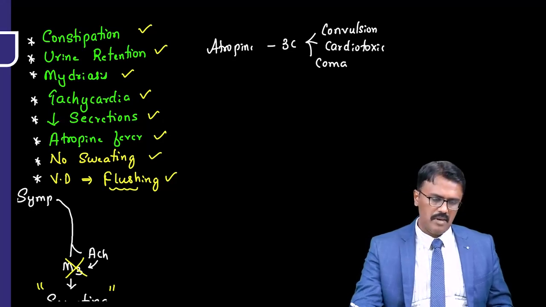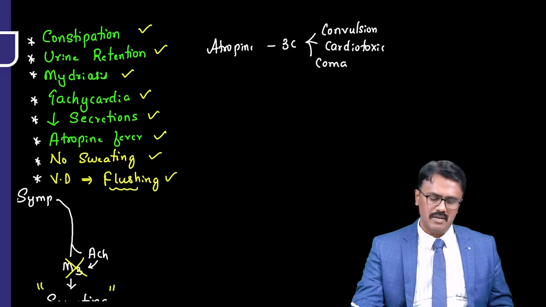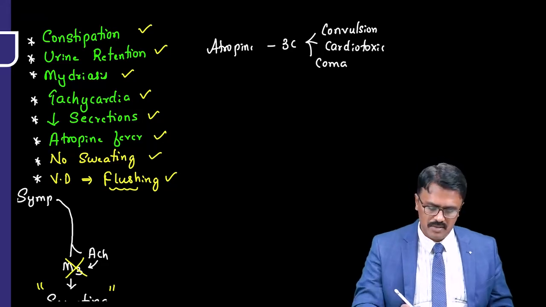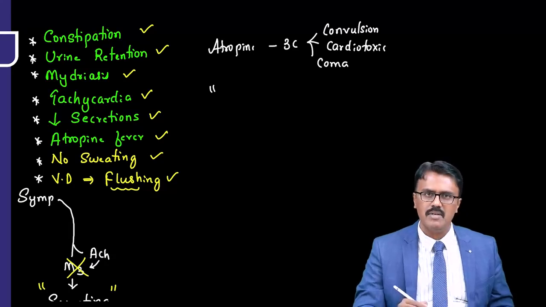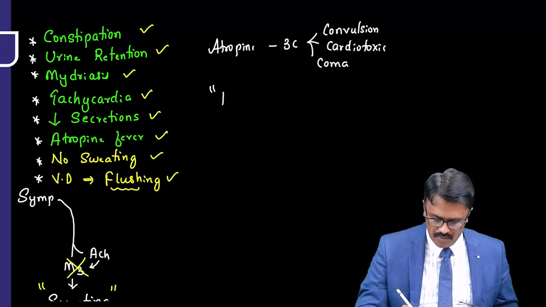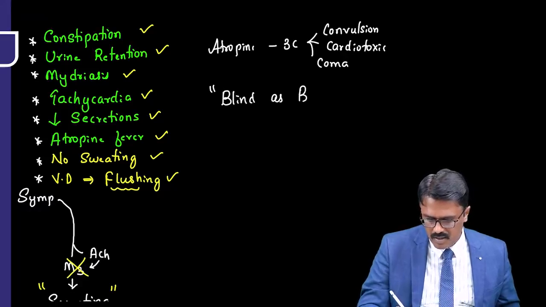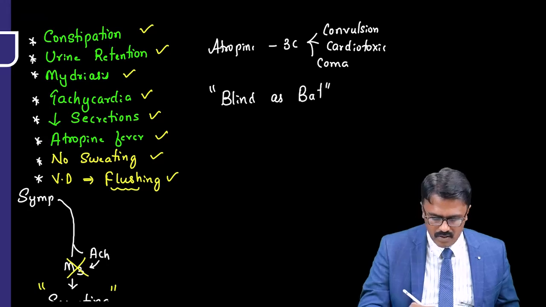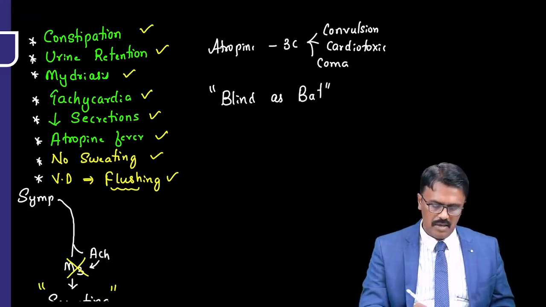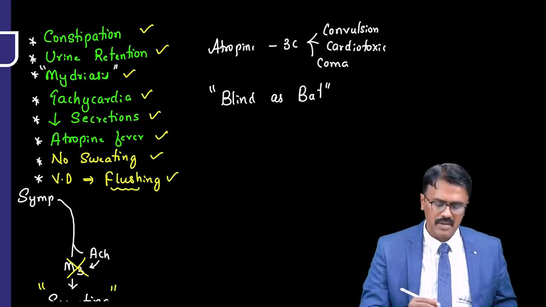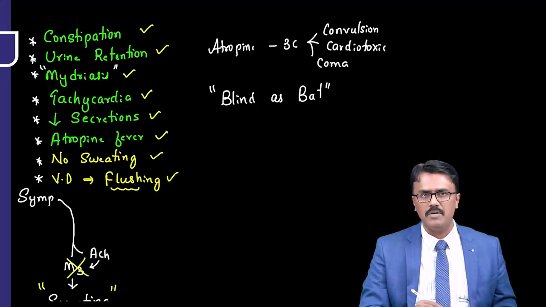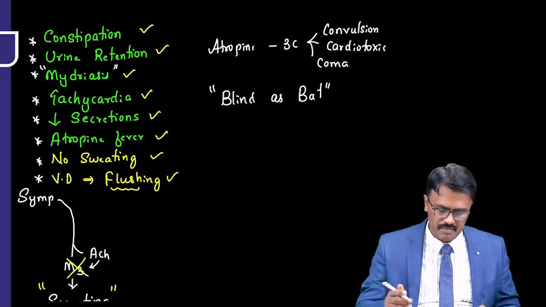So we understood that. But there are some toxidromes, we call certain symptoms like this. In atropine poisoning, we tell a person as blind as a bat. Now why do we call him as blind as a bat? Because he will have mydriasis and cycloplegia, and that will cause blurring of vision. So he will not be able to see anyone.